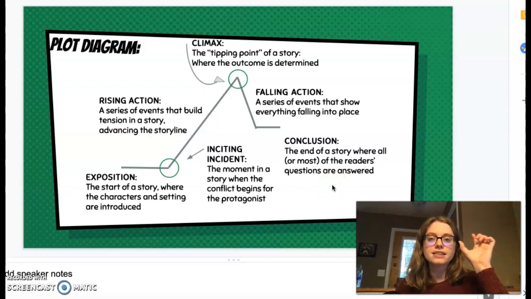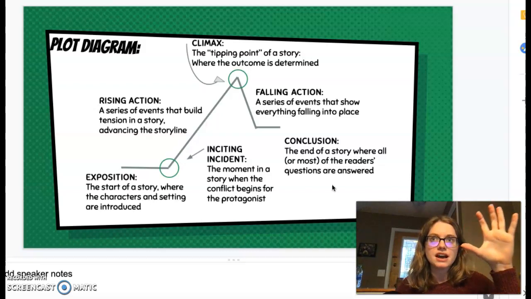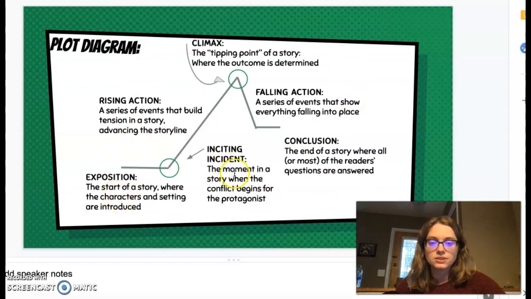But yeah, if you don't like the way that Summit has your narrative outline set up, feel free to use this as an outline as well. So instead of having the definitions here, then you would put your exposition, your inciting incident, and so on and so forth.